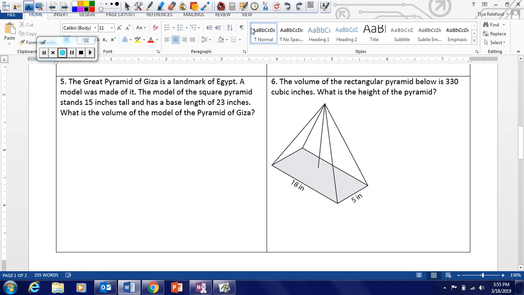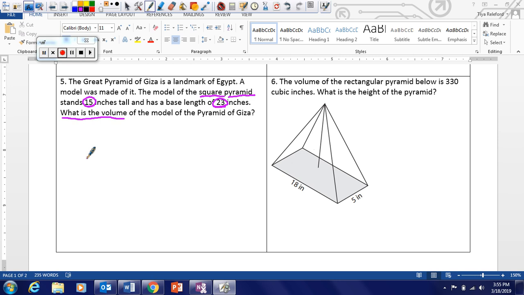Alright, number 5 says the Great Pyramid of Giza is a landmark in Egypt. I think it should say in Egypt. A model was made of it. The model of the square pyramid stands 15 inches tall, has a base length of 23 inches. What is the volume of the model of the Pyramid of Giza?